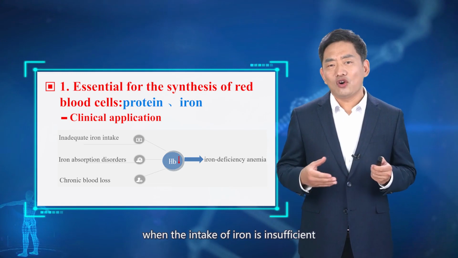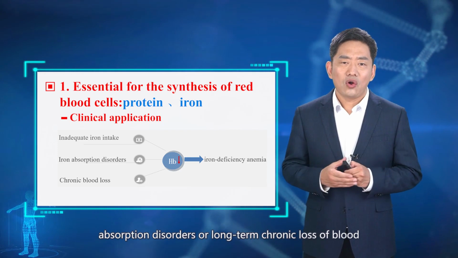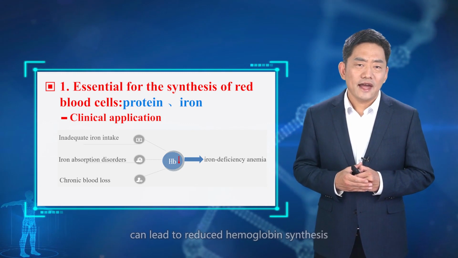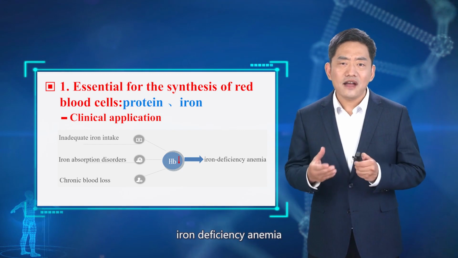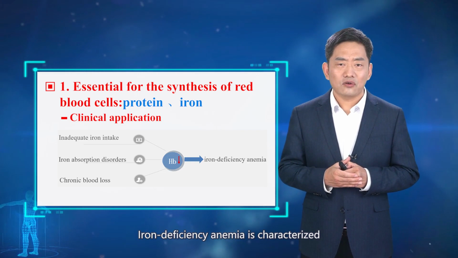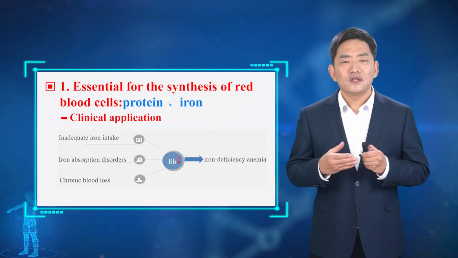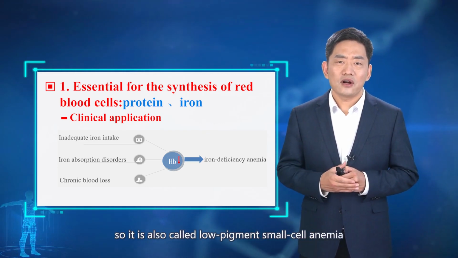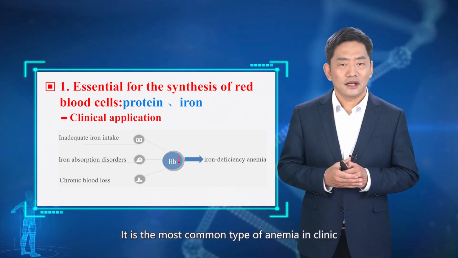Therefore, when intake of iron is insufficient, or absorption disorders or long-term chronic loss of blood leave the body short of iron, it can lead to reduced hemoglobin synthesis and iron deficiency anemia. Iron deficiency anemia is characterized by decreased cell volume and low pigment, so it is also called low pigment small cellular anemia. It is the most common type of anemia in clinic.